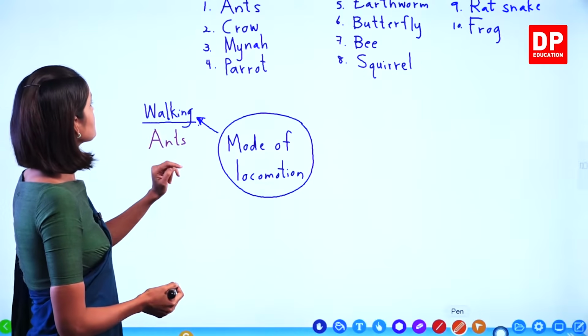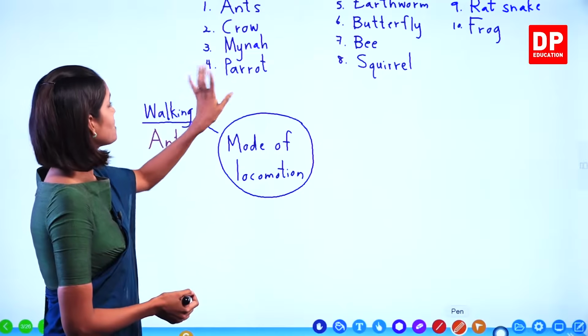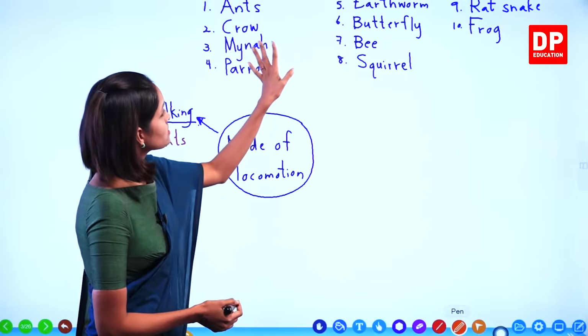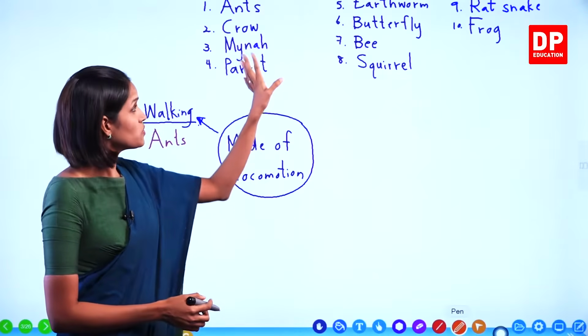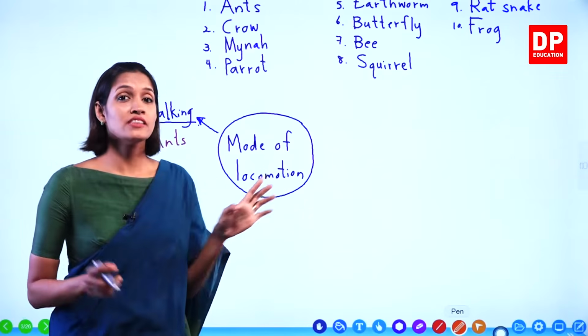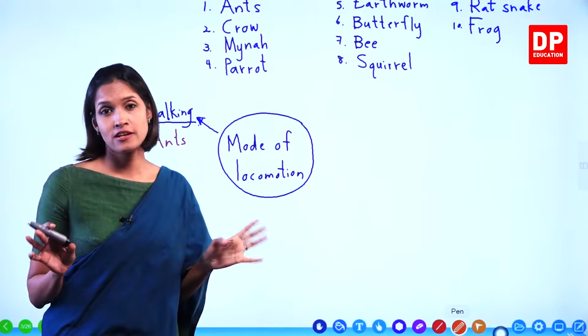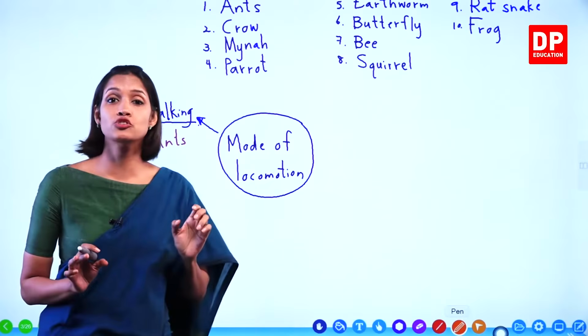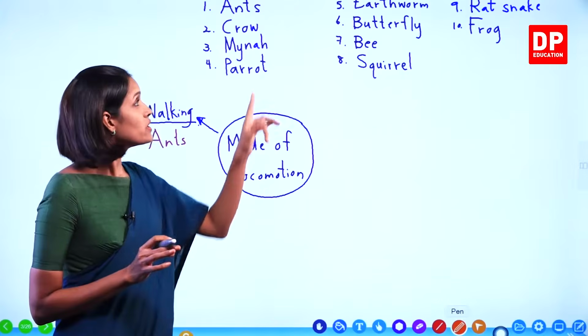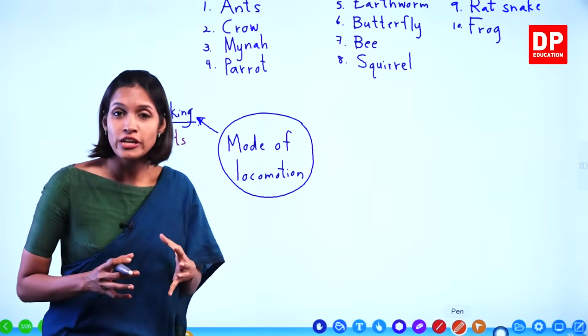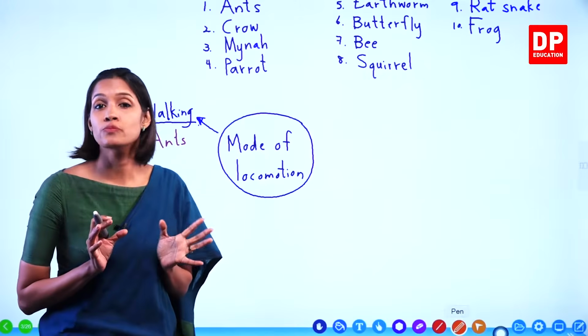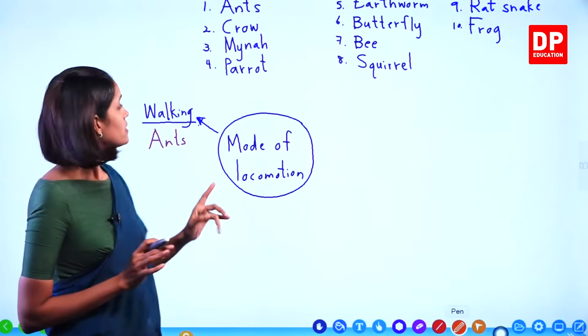Right, ants. Crow, myna and parrot, they fly. Earthworm, they don't. Earthworm and even rat snake, they don't have any body part. Right, they don't have any appendage to locomote. Therefore, using their own body, they can crawl. Okay, their mode of locomotion is crawling.